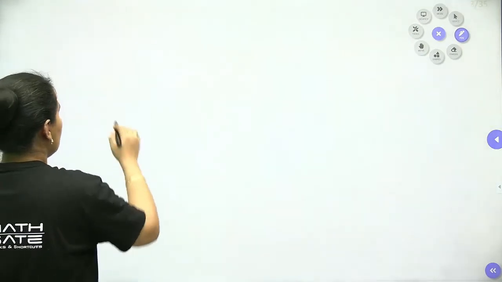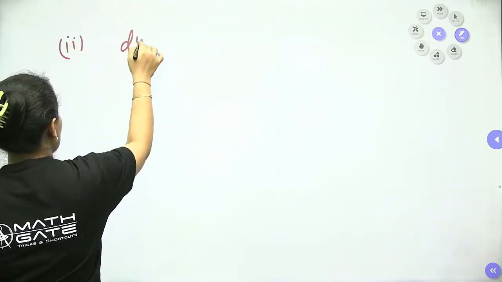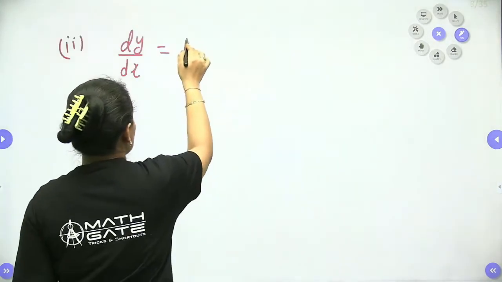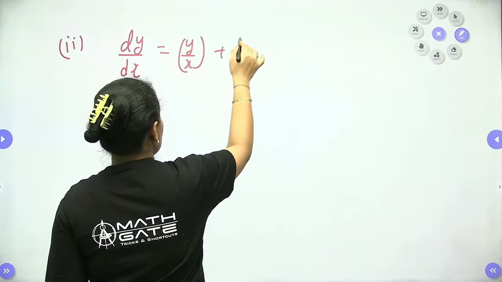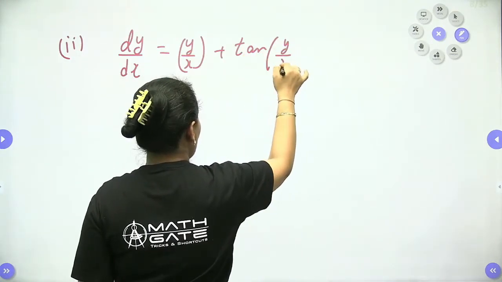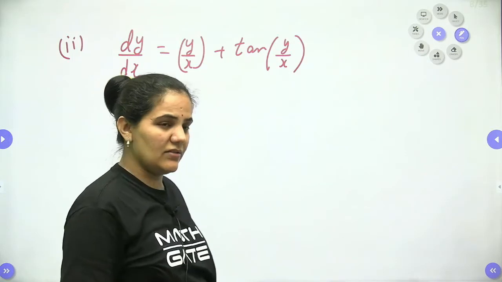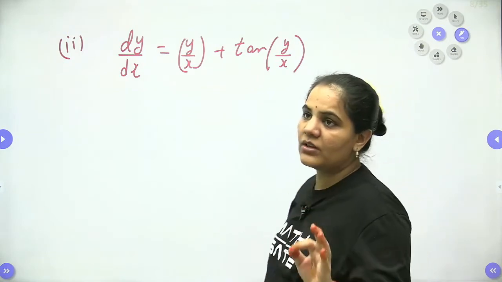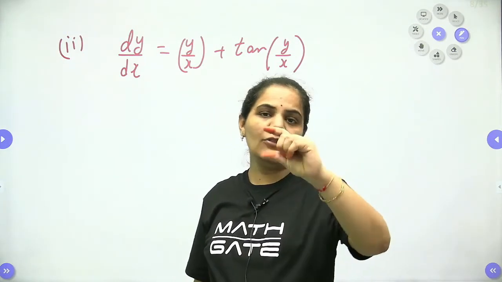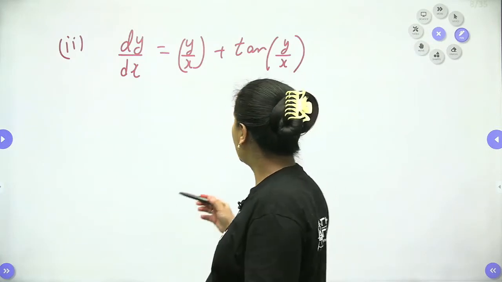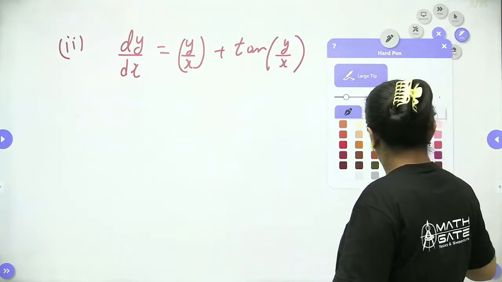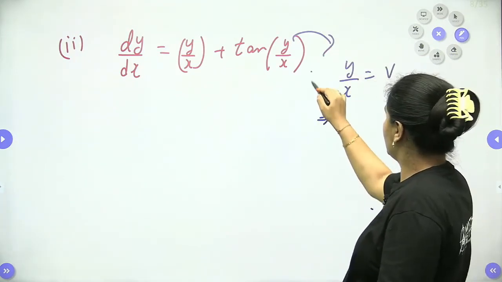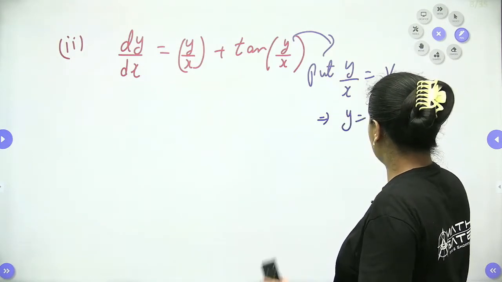dy by dx, it's a good question to approach. dy by dx is equals to y by x plus tan of y by x. As we know very well, this is an equation which has a trigonometric function. So for the trigonometric function, we should only and only focus on the angle of the trigonometric function. Yes. So when you look at the angle of the trigonometric function, it will be y by x is equals to v only. So you will put y by x is equals to v, it means y is equals to xv only.